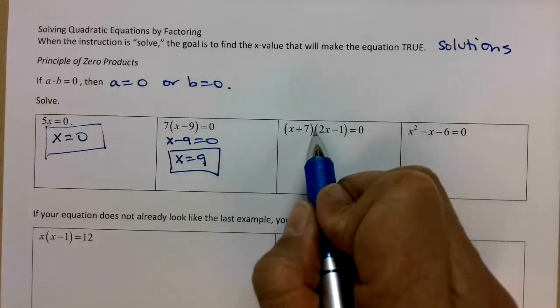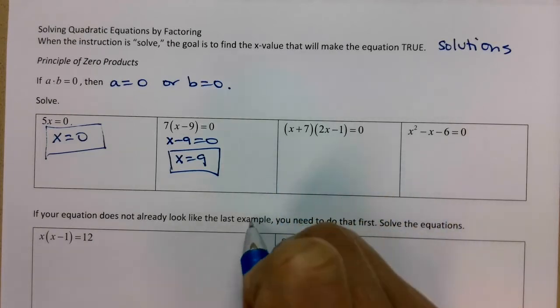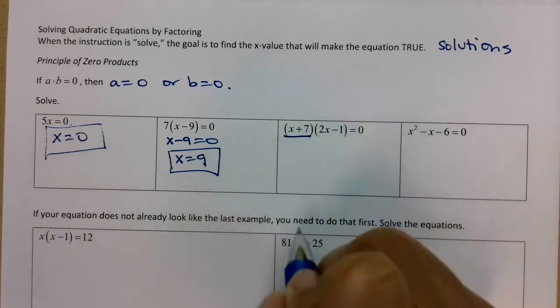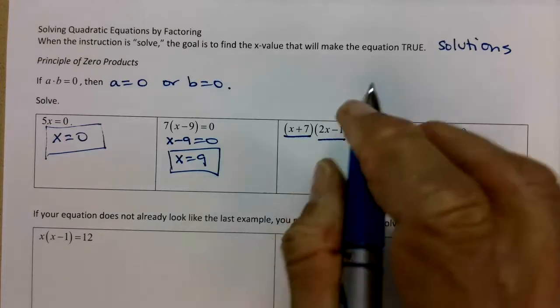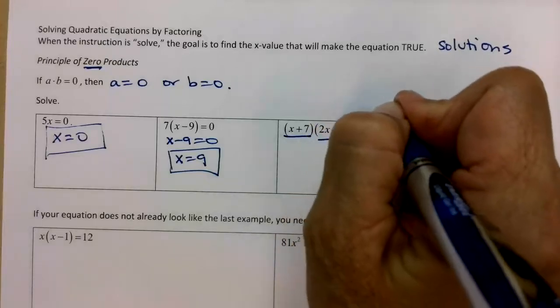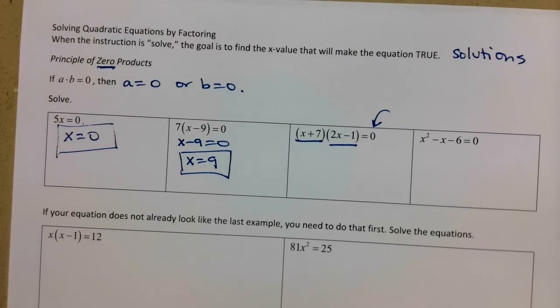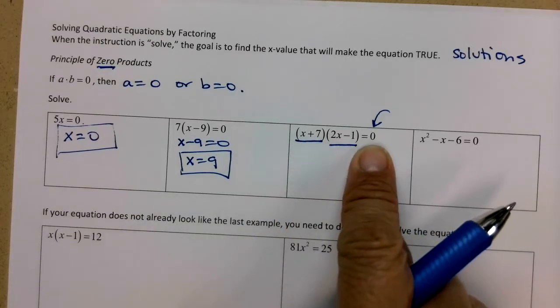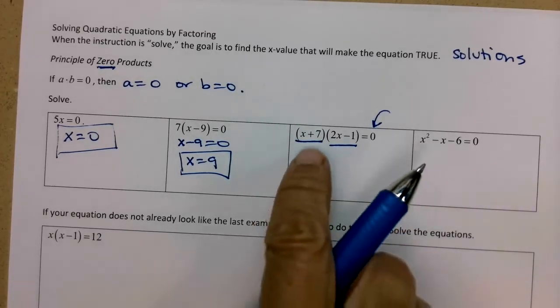Okay. What if I have (x plus 7) times (2x minus 1) equals 0? What are the two factors there? x plus 7 is one of the factors. 2x minus 1 is the other factor. This principle of zero products only works if it has a 0 on one side of the equal sign. It's only a multiplication that equals 0 where we get to take advantage. If I have a product and it equals 6, that doesn't tell me anything about the two factors going in. So it has to equal 0.